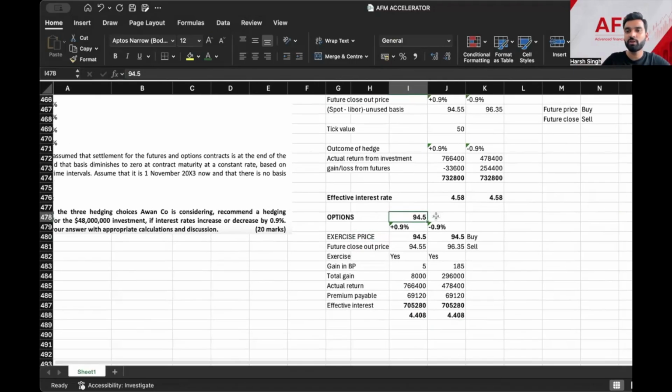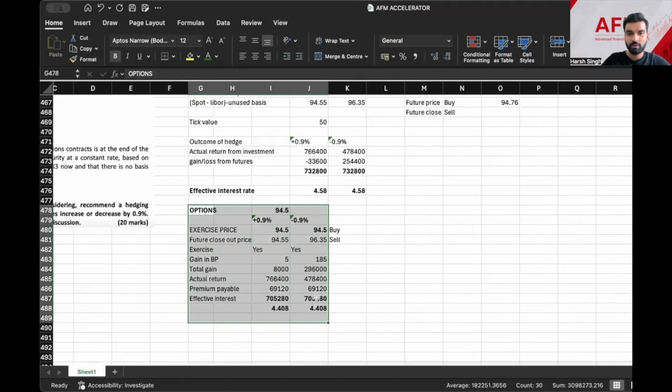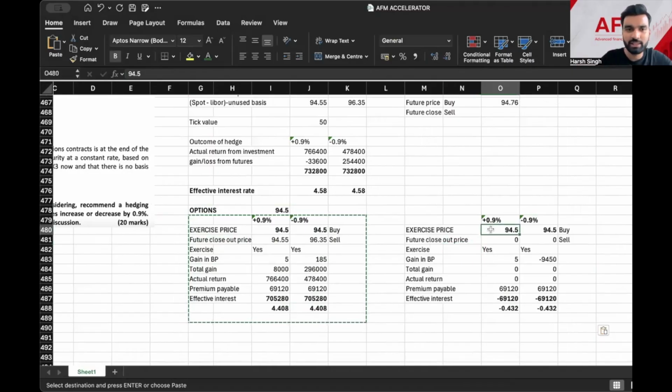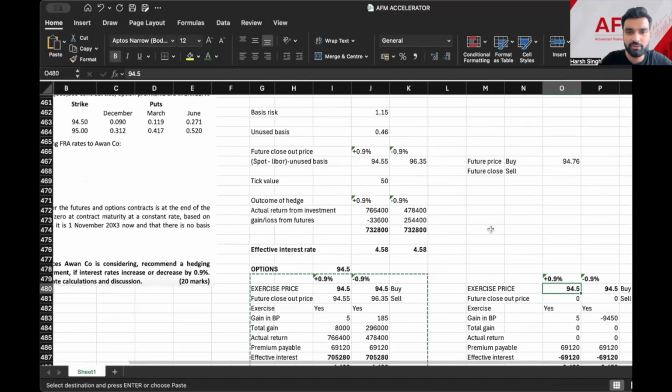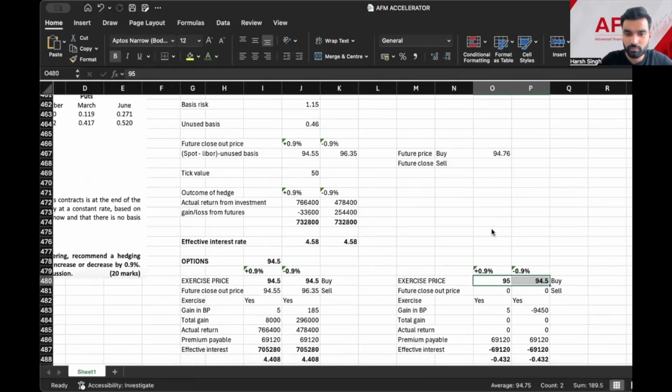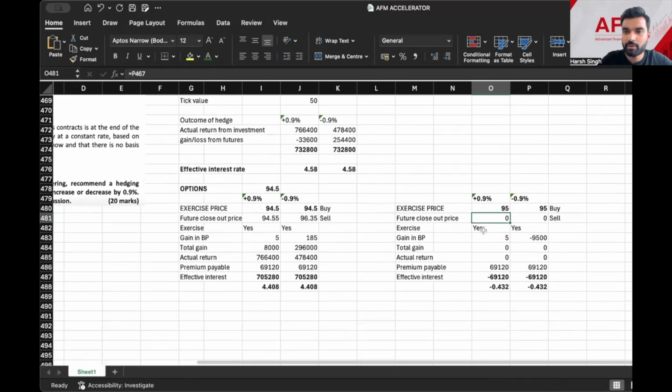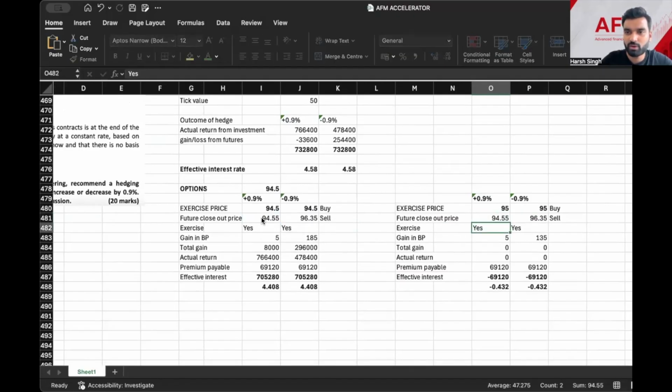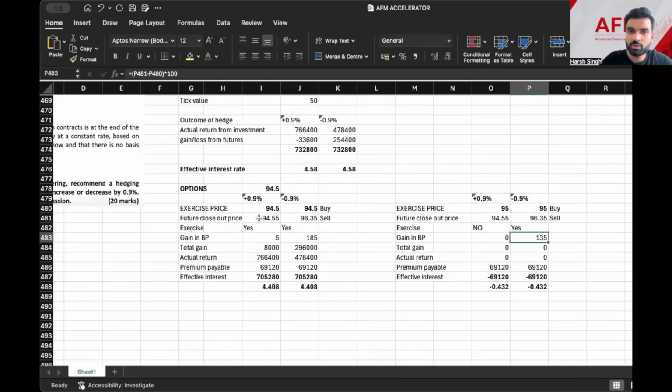Now you have to solve it for one more, correct? So I'll do one thing. I'll copy it completely, paste it over here and just change a little bit. Instead of 94.5, I'll make it 95. Now future closeout price I'll again take directly from here. It won't take me a lot of time. Now if I buy at 95, sell at 94? No. Will you buy at 95 and sell at 96.35? Yes, I'll do that. Over here it will become 0, and over here 135. Okay, it has directly made things easier for me.